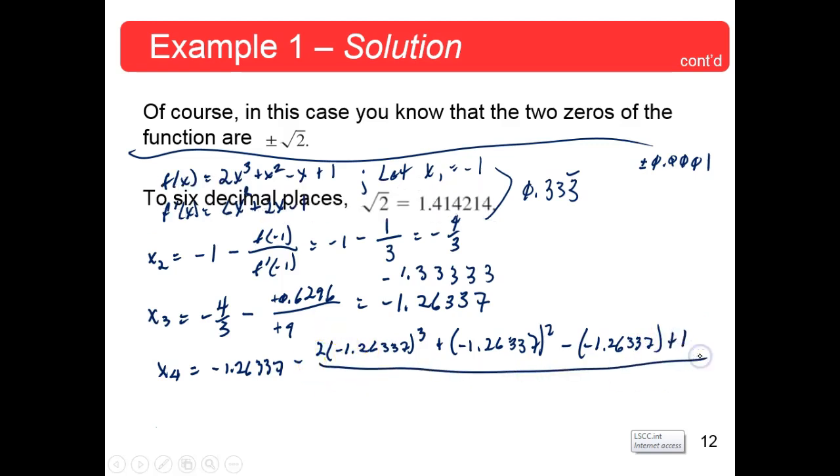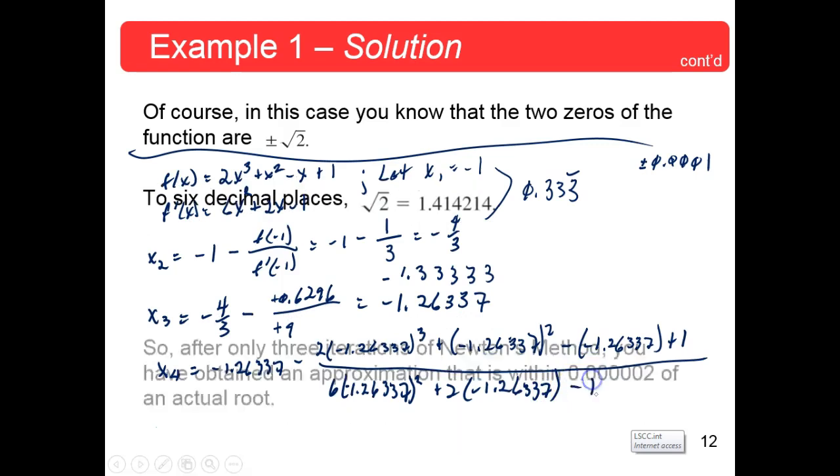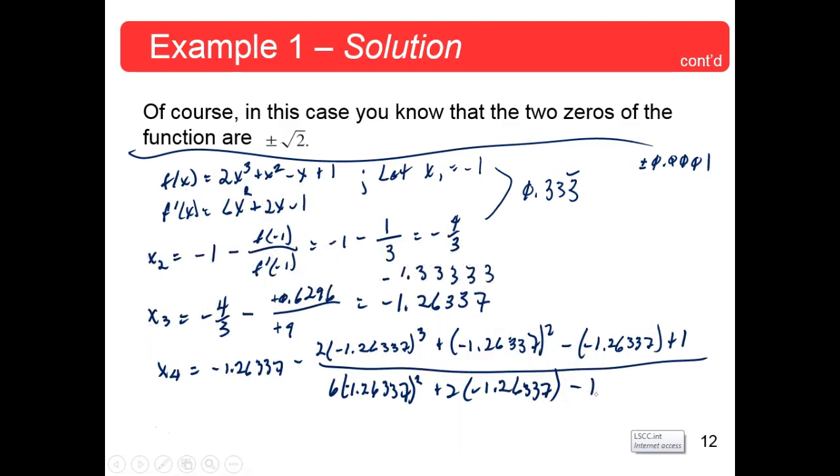Divide that by your denominator of 6 times a negative 1.26337 squared plus 2 times a negative 1.26337 minus 1. Okay. Someone with a calculator, please do that.